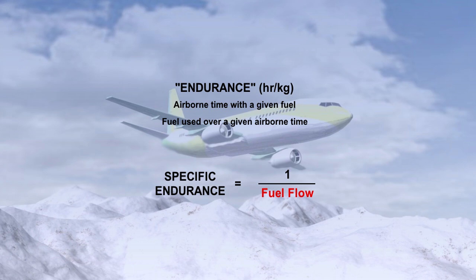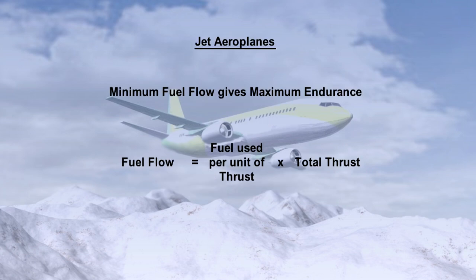Therefore, when analyzing the maximum endurance capability of an airplane, it is necessary to understand what controls the fuel flow. You should note that this parameter is different for a jet and propeller airplane. Let us examine the jet airplane first. Here, fuel flow is a function of the fuel used per unit of thrust, multiplied by the total number of thrust units. Obviously, if it were possible to reduce the fuel used per unit of thrust and the total number of thrust units required, then the total fuel flow would be reduced.